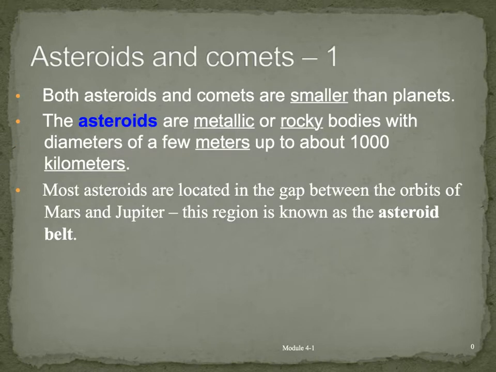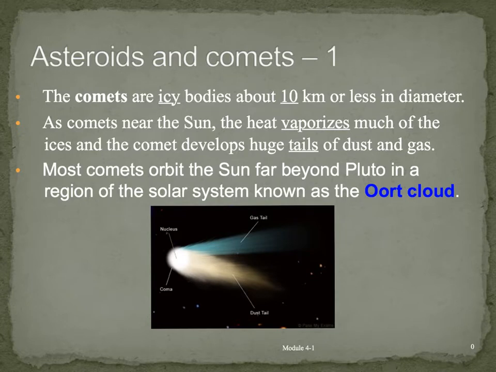Both asteroids and comets are smaller than planets. The asteroids are metallic or rocky bodies with diameters of a few meters to about 1,000 kilometers. Most asteroids are located in the gap between the orbits of Mars and Jupiter. This region is known as the asteroid belt. This is most likely a failed planet. Comets are icy bodies about 10 kilometers or less in diameter.